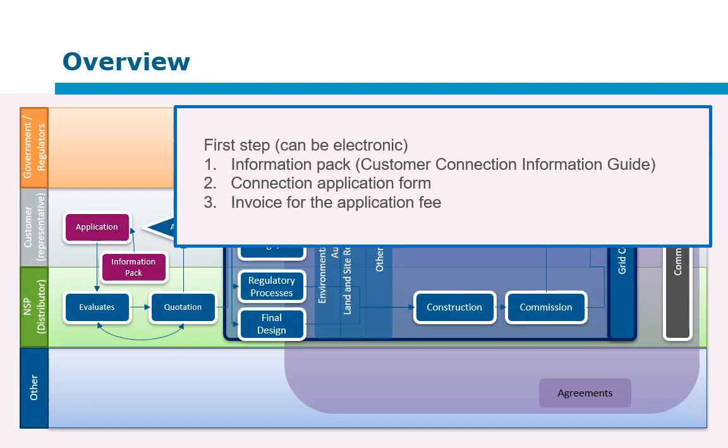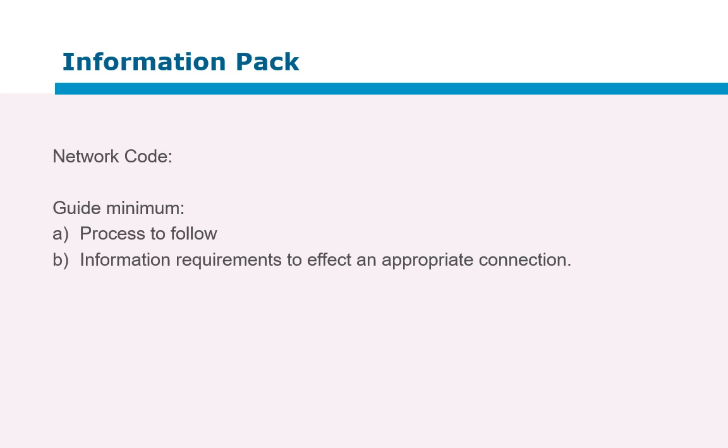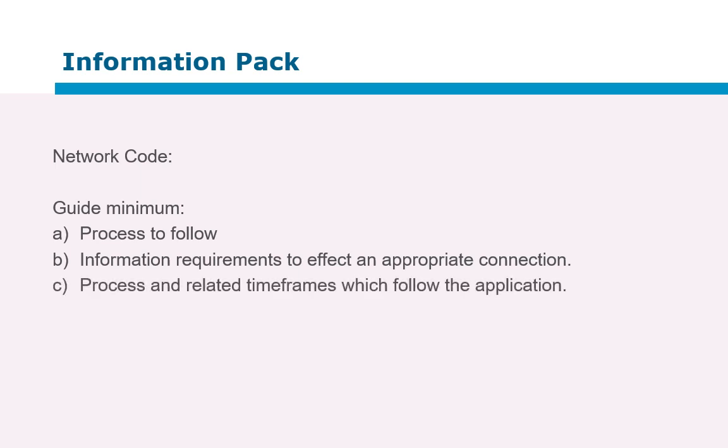Step 1, which can be done electronically, is therefore the information pack that also contains the connection application form as well as an invoice for the application fee. The network code stipulates that this guide or information pack shall cover as a minimum the process to follow when applying for supply at the specific distributor, the information requirements of the distributor from the customer to effect an appropriate connection, as well as the process and related timeframes which follow the application.